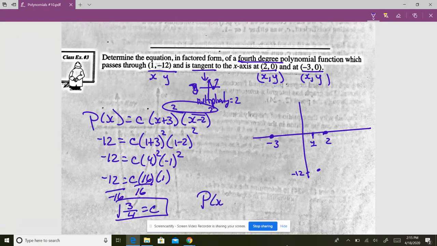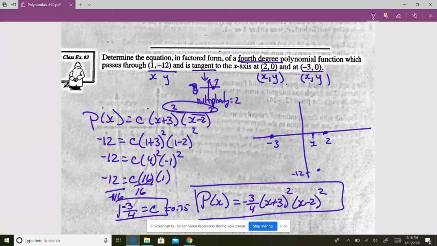So the polynomial is... that should be positive 16, and then that will be negative. There we go. That makes way more sense. Negative 3/4, or for you people that don't like fractions, negative 0.75, times (x plus 3) squared times (x minus 2) squared.